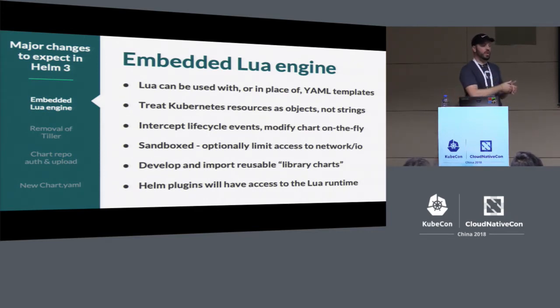So it can be used with the current things or in place of the current YAML templates that we have. It will also start treating Kubernetes resources as objects and not strings. We all know, if we've done any programming at all, that it's much easier to do object dot something and change a property than it is to go modify a string inside of a YAML file. And so that's the idea behind a Lua engine, that now we can treat those Kubernetes resources as actual objects and not string manipulation underneath the hood.